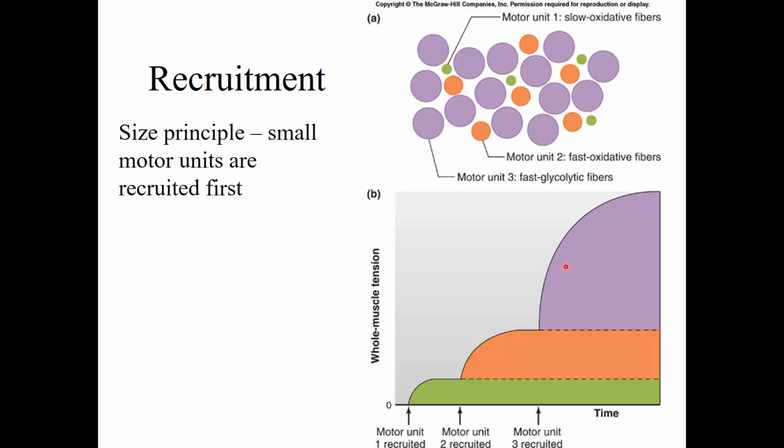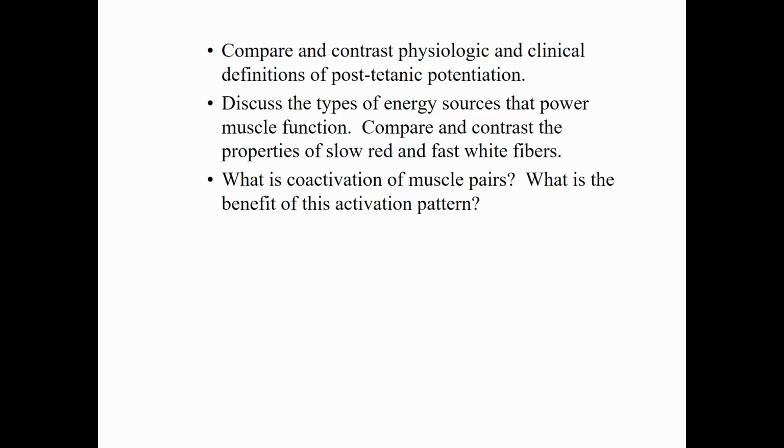You cannot immediately jump to your fast twitch. You have to recruit the smaller ones, then the middle-sized ones, then the big ones. And you're using everything you've got to lift that car out of the snow. And then they go down the road because you were a big, strong person getting their car out of the snow. So that's the principle of recruitment. Once the muscle reaches its maximum tension, it can't get any bigger because you've recruited all your muscle fibers.